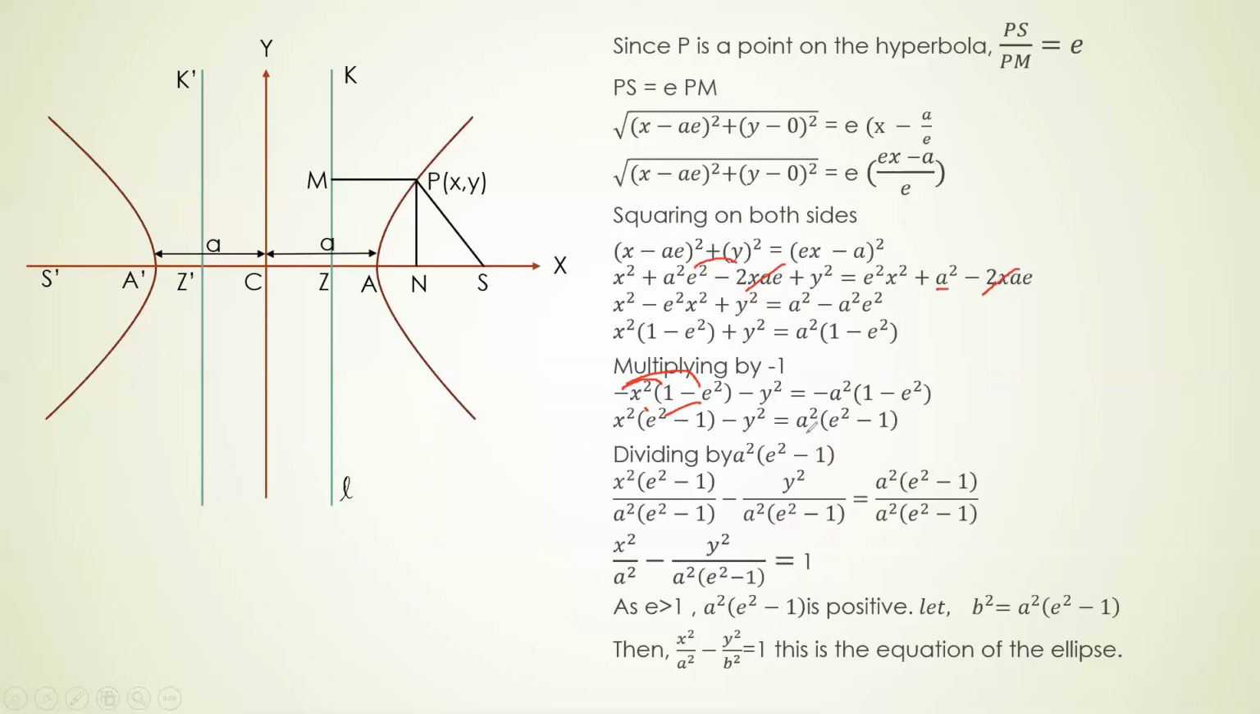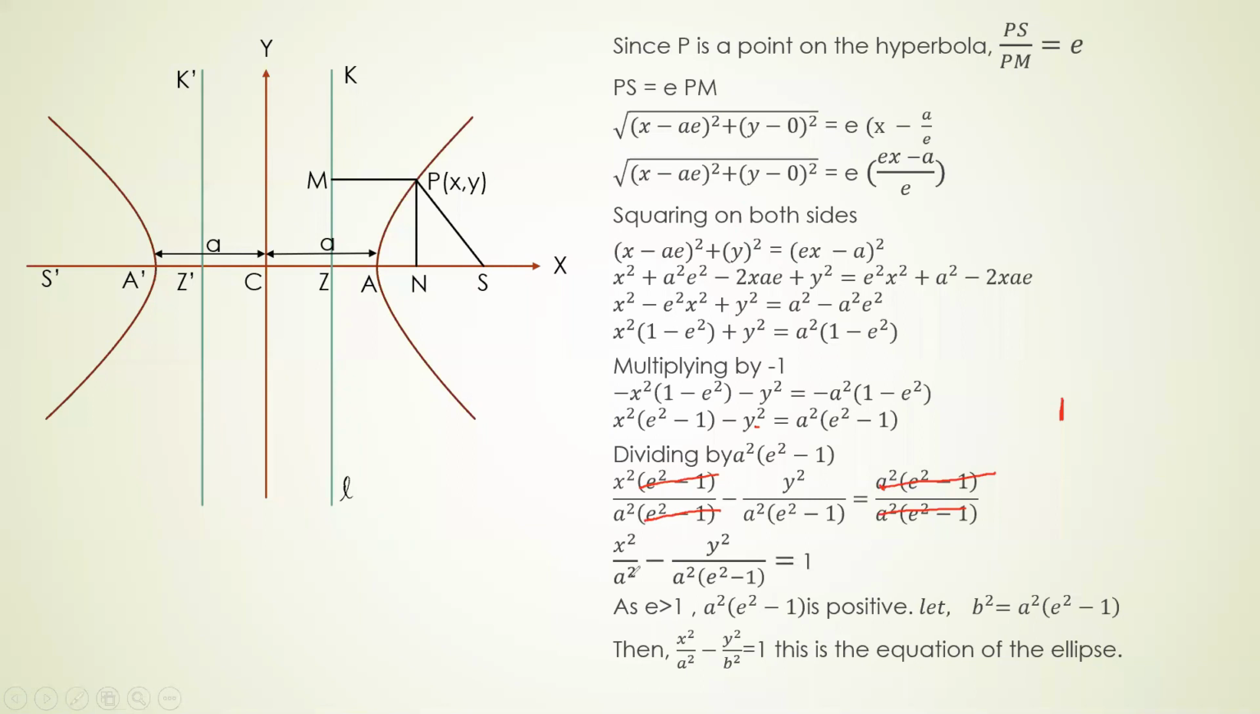Now we will divide the total equation by the right hand side part, that is a square into (e square minus 1). Here we have divided by a square into (e square minus 1), here also we have divided it by a square into (e square minus 1), and then the right hand side gets cancelled. Why we have divided by a square into (e square minus 1) is because we want 1 on the right hand side, since we want x square divided by a square minus y square divided by b square is equal to 1. That's why we have divided this. So we have obtained 1 here. Here also e square minus 1, e square minus 1 gets cancelled.